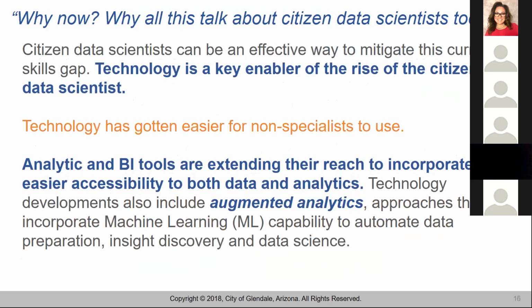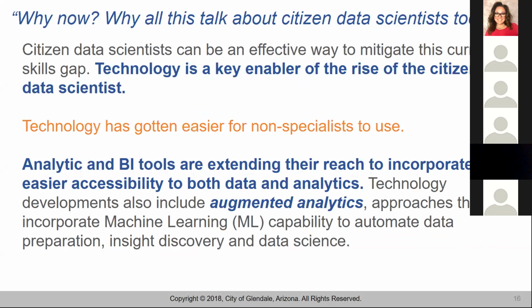Citizen data scientists are an effective way to mitigate this current skills gap. And technology is the key enabler of the rise of the citizen data scientist. Technology has gotten easier for non-specialists to use. I asked several people on Twitter about a month ago, do they think Tableau is a coding tool? And 2/3 of the people felt that a Tableau Desktop user would not consider a coder. It could be anybody that uses it. So I thought that was kind of an interesting number.